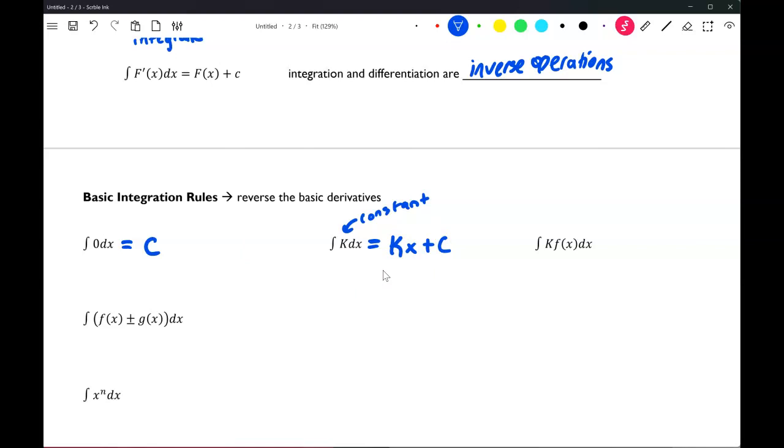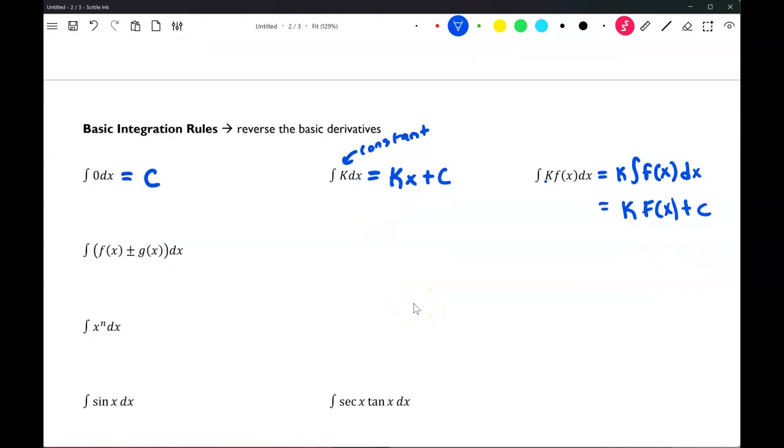Something else to point out about a constant, a coefficient in front of things when you're taking integration, you are able to move that constant out in front of the integral. So the integral of k times f of x dx is the same thing as k times the integral of f of x dx, which we'll write as capital F of x plus c. Don't forget your plus c when doing indefinite integrals.